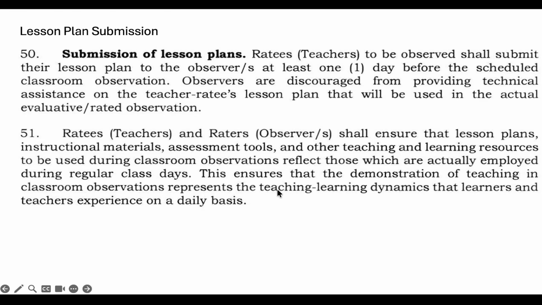But we see the intent here. The intent is that hopefully our classroom demonstration or the classroom observation process is not something that we just do for the sake of rating. It is something that is reflective of our daily performance as a teacher. Because remember, what we are rating here is your actual performance. It's not something that we just prepare for the sake of being graded. Because at the end of the day, our actions as a teacher are something we do for the purpose of improving performance in the classroom setting, and all those things are for our learners.